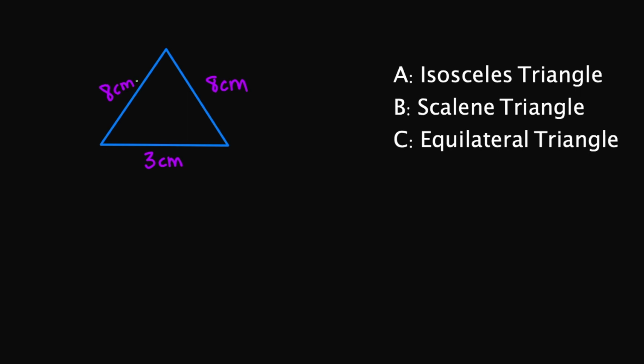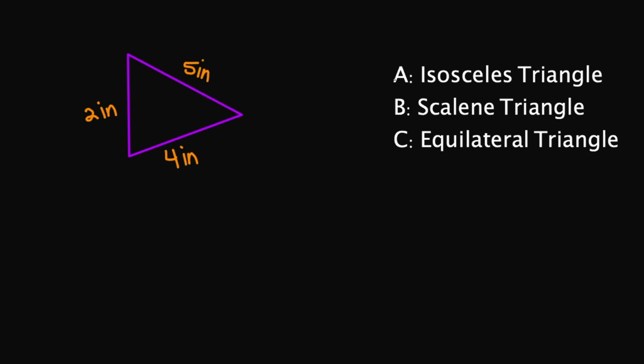In this example here, notice that I have two sides that are the same. And that's going to be my 8's here. So I have 8 centimeters here and 8 here. So because I have two sides that are the same, that are equal, then this is an example of an isosceles triangle. So your answer here is going to be A. Your answer for this example here is going to be B for scalene because none of my sides here are equal. So since none of my sides are equal, then this is a scalene triangle.